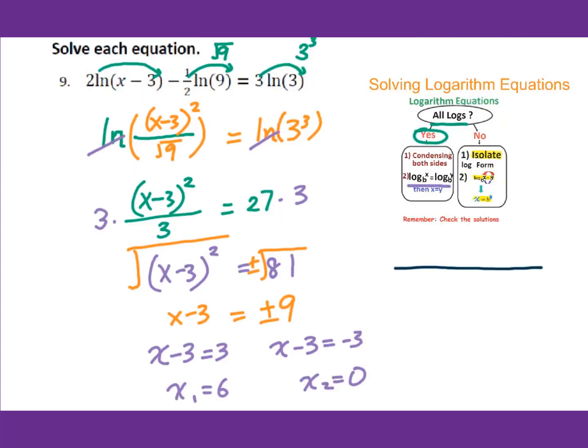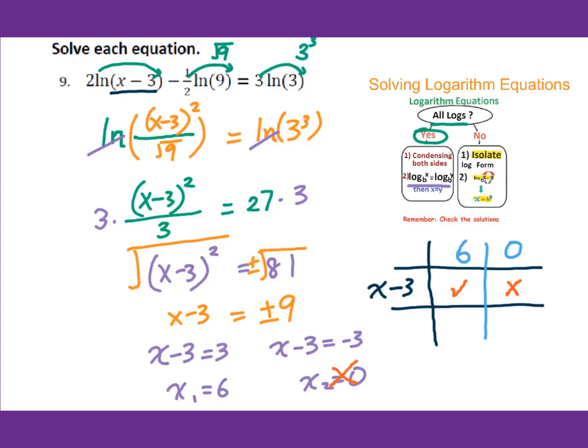Then you need to check the solutions. In the original equation, which one is the argument? You only have x minus 3 as the argument. How many solutions do you have? It's 2. So we put 6 and 0. Plug in, make sure it's positive. If it's positive, you put a check. If it's negative, you put a cross. 0 is not the solution, and only x equals 6 will be the solution.